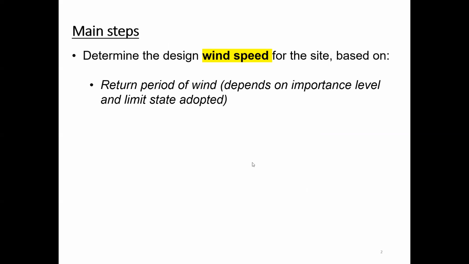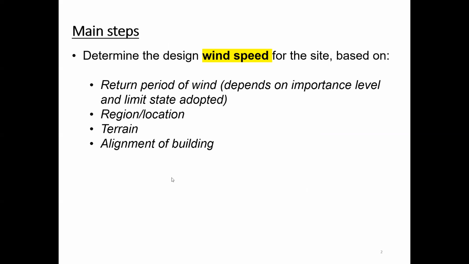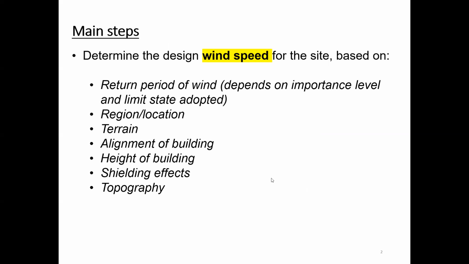So the main steps are to determine the design wind speed for the site. This is based on the return period of wind, which depends on what we call the importance level and the limit state adopted, the region and the location, the terrain, the alignment of the building, the height of the building, shielding effects, and topography. So these are basically seven things we look at, and this is what we're going to go through in this PowerPoint.